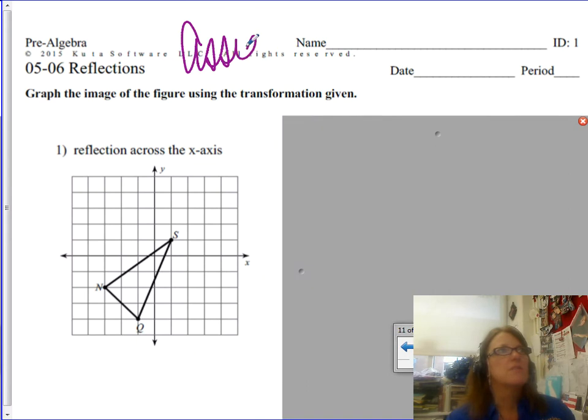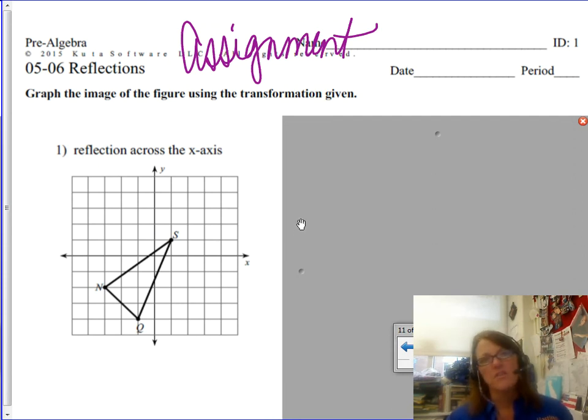Your assignment for tomorrow now is to practice visualizing and drawing some of these reflections across given lines on your assignment. Okay, so grab your worksheet, go ahead and get started. And as always, may the force be with you.